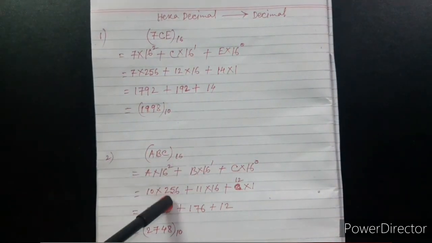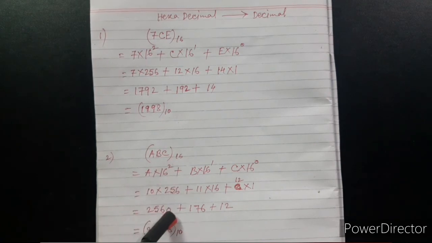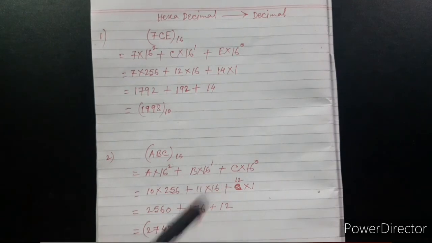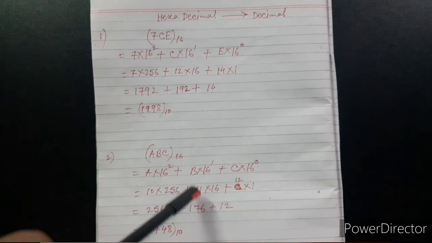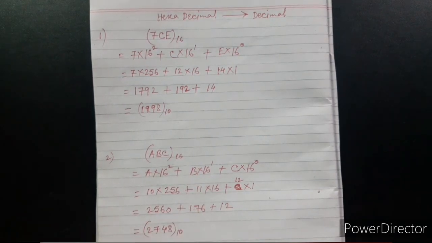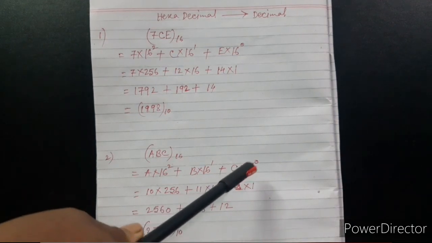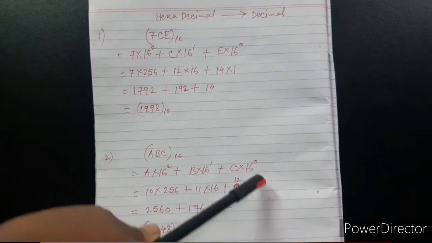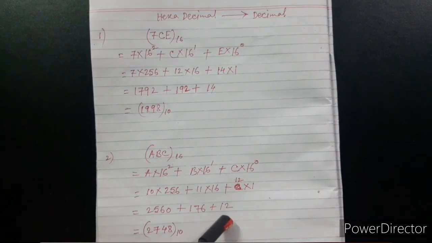16 square means 256 and 256 into 10 is 2560. 16 to the power 1 is 16 and decimal representation of B is 11. So 11 into 16 is 176. And decimal representation of C is 12 and 16 to the power 0 is 1. So 12 into 1 is 12.